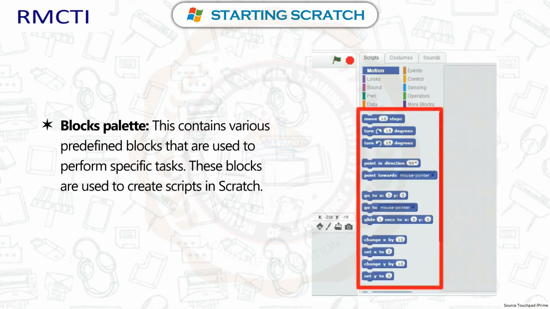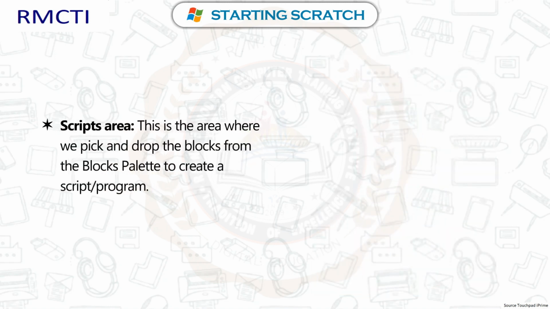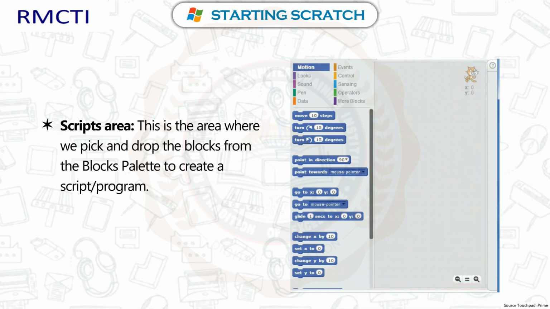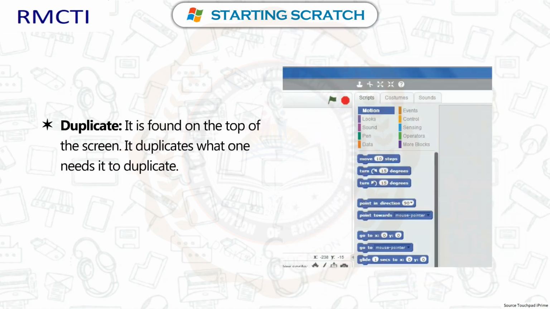Blocks palette. This contains various predefined blocks that are used to perform specific tasks. These blocks are used to create scripts in Scratch. Scripts area. This is the area where we pick and drop the blocks from the blocks palette to create a script or program. Duplicate. It is found on the top of the screen. It duplicates what one needs it to duplicate.